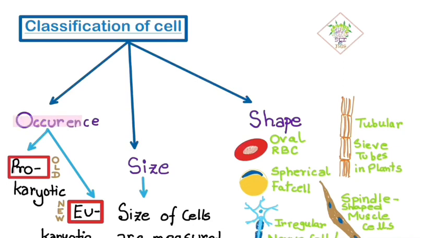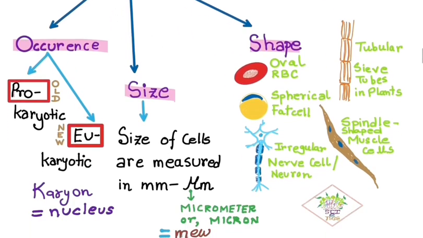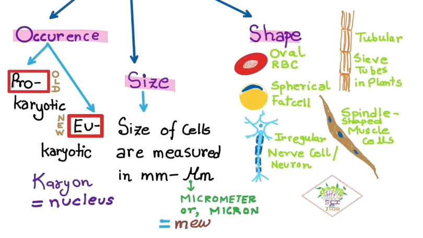Now coming to classification of cell. Cells are classified according to their occurrence on the earth, that is which is the oldest cell and which is the modern cell, according to their size and according to their shape. Coming to classification of cells according to their occurrence on the earth, they are prokaryotic cells and eukaryotic cells.